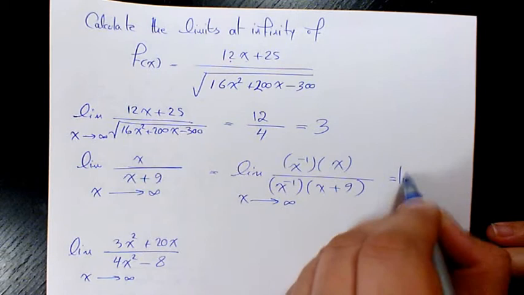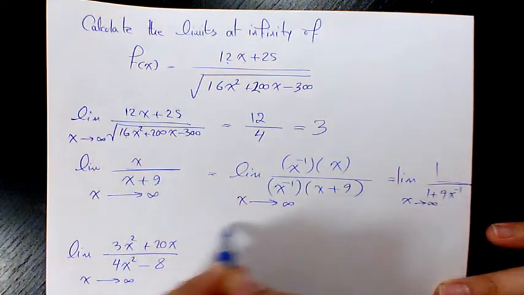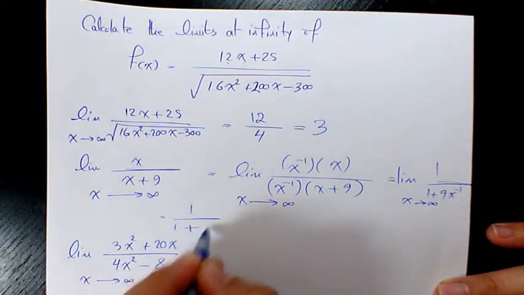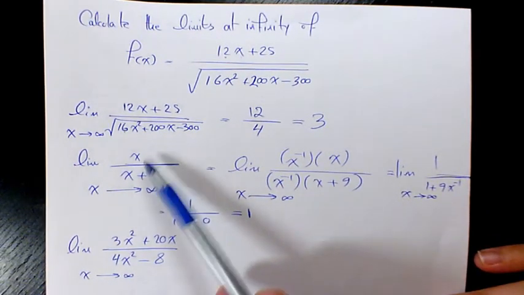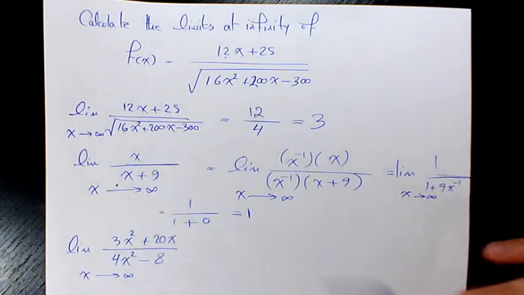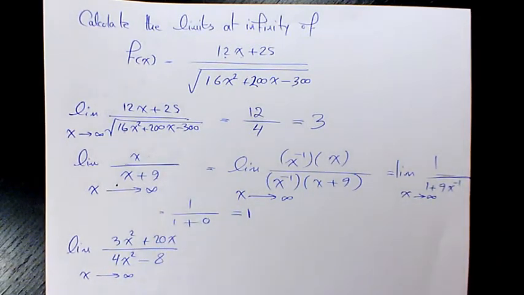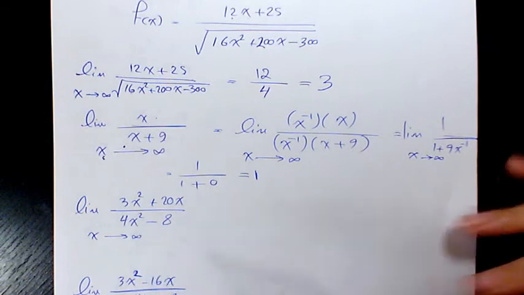That's going to make it the limit of 1 over 1 plus 9x to the power of negative 1 when x is approaching infinity. The answer is going to be 1 over 1 plus 0, which is going to be 1. And we could also say that since the degree of the numerator and denominator are the same, and the coefficient divided by coefficient is going to be 1, when x is approaching infinity, the limit is going to be equal to 1. Next example is going to be the same thing.